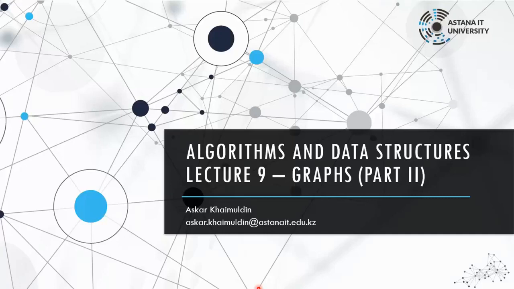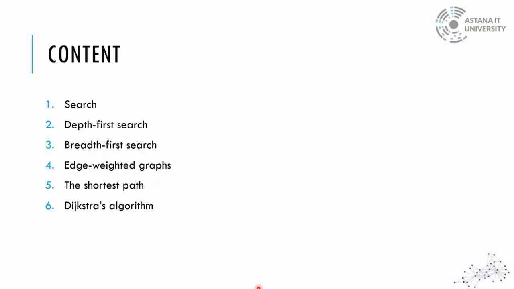All right, here's the continuation of the previous lecture. This is part 2 for graphs. And today we will talk about searching. That is depth first search, breadth first search, how to deal with edge-weighted graphs, how to find the shortest path, and the last one is implemented using Dijkstra's algorithm.